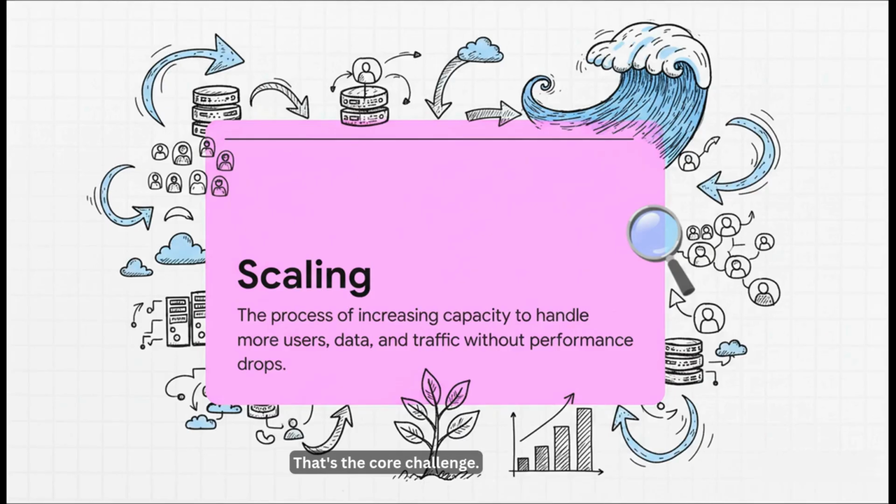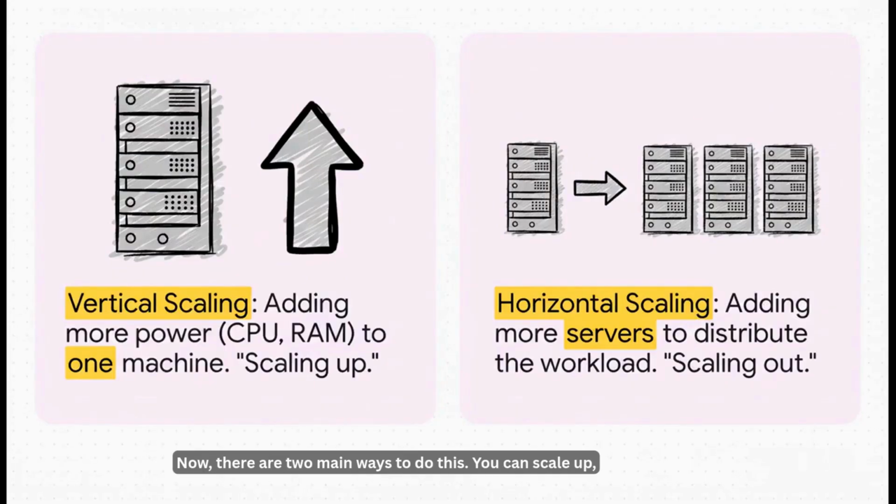That's the core challenge. Now, there are two main ways to do this. You can scale up, which is like giving your one server a bunch of steroids, more power, more memory, or you can scale out, which is like building a team. Instead of one super strong server, you add more servers to share the load. And that second option, scaling out, is the real secret sauce for building massive, world-class applications.